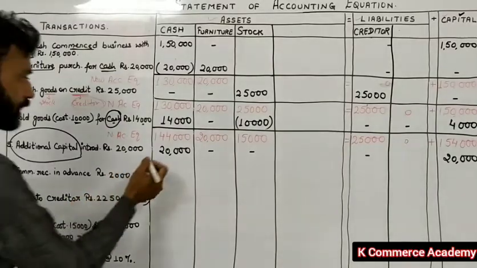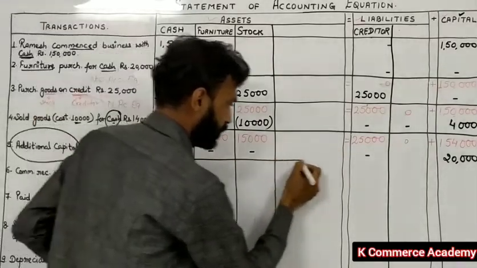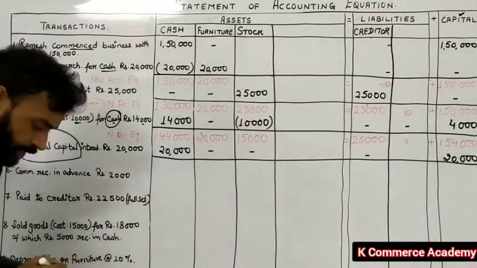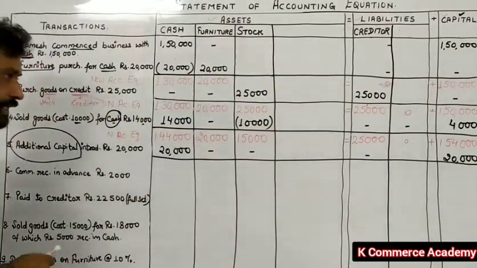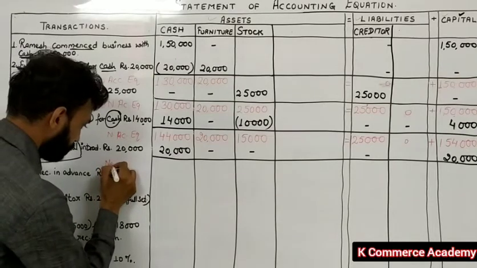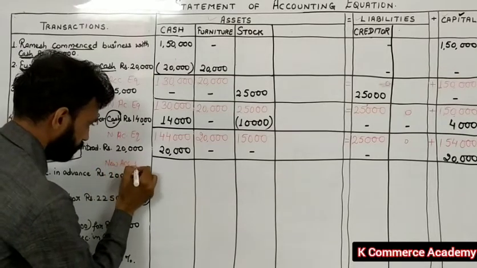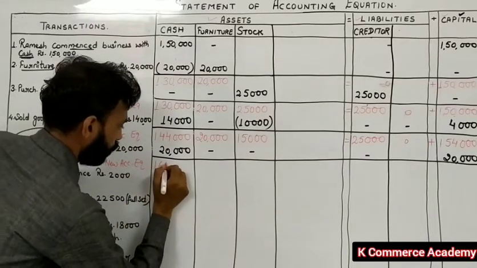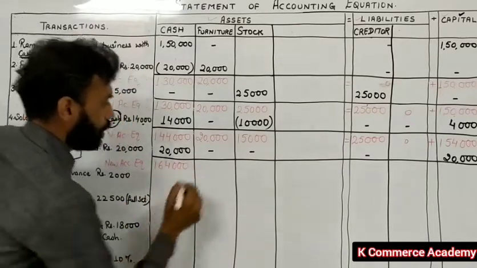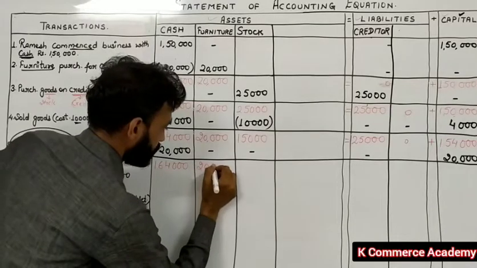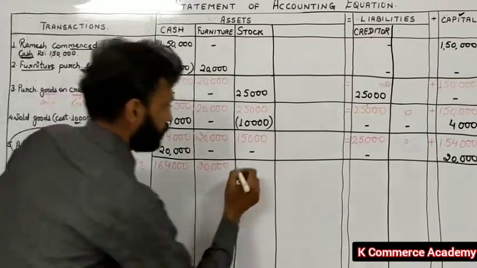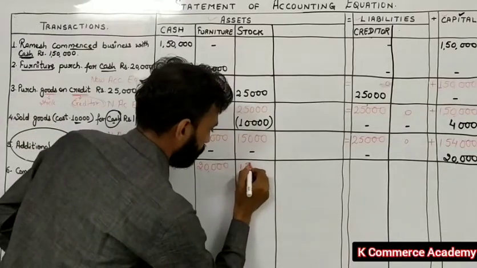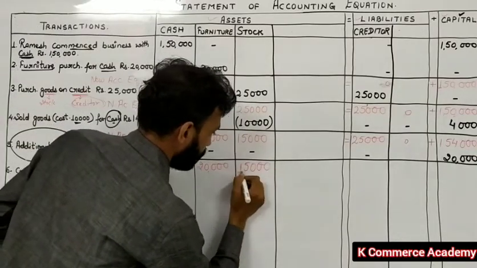Fine. Let us check the accounting equation once again, whether our accounting equation is still satisfied or not. So we will form a new accounting equation at this part. Now we have the cash of rupees 1,64,000. Furniture 20,000 as it is. Stock we have rupees 15,000 as it is.